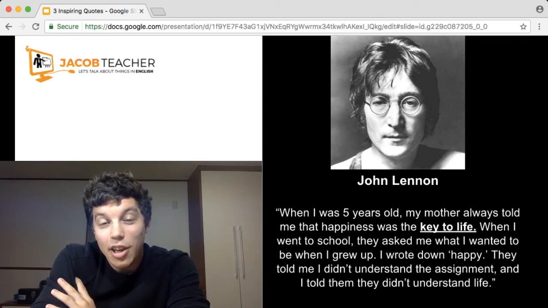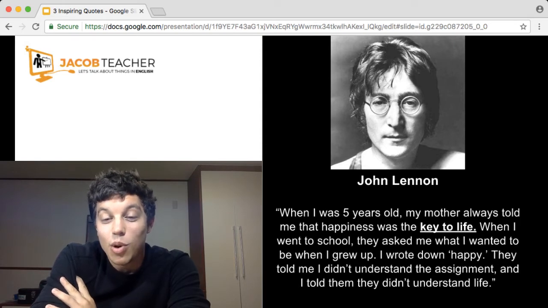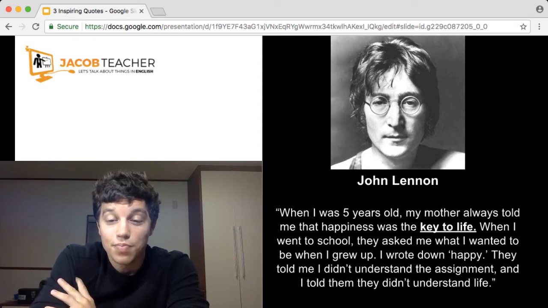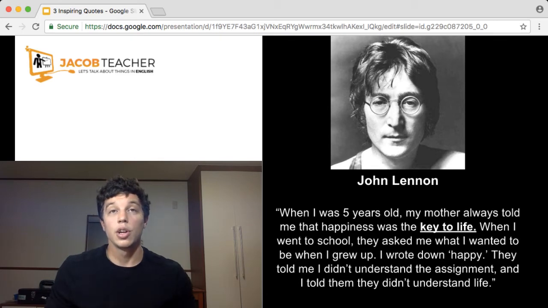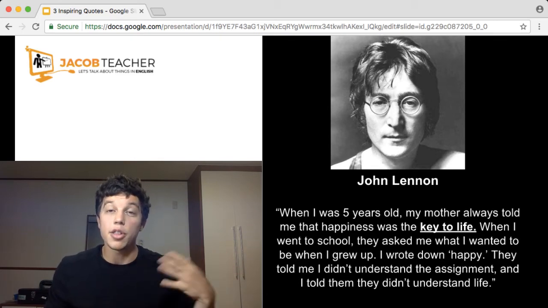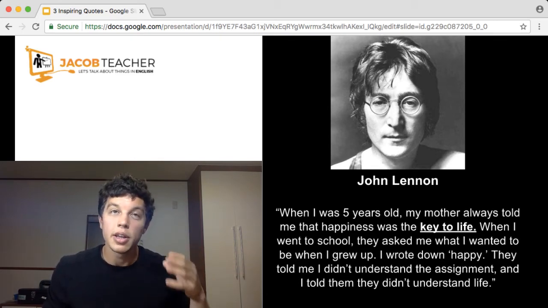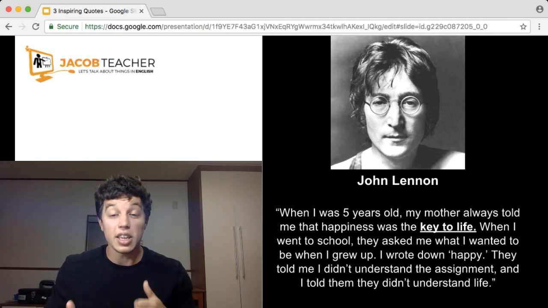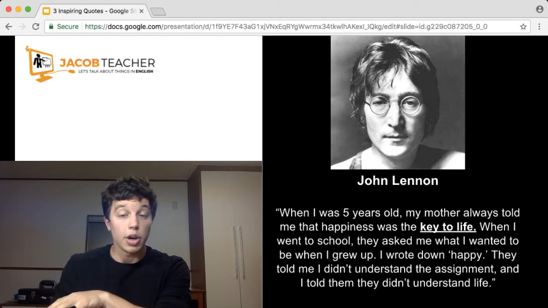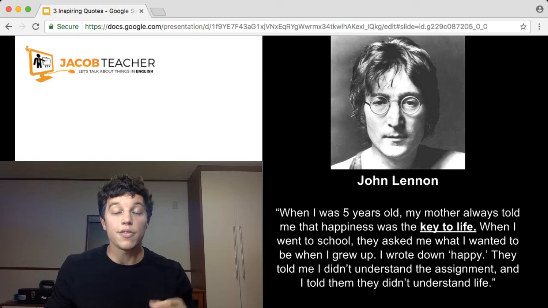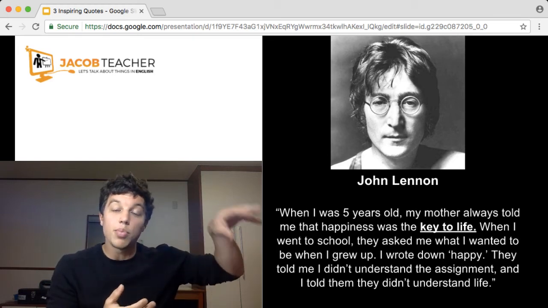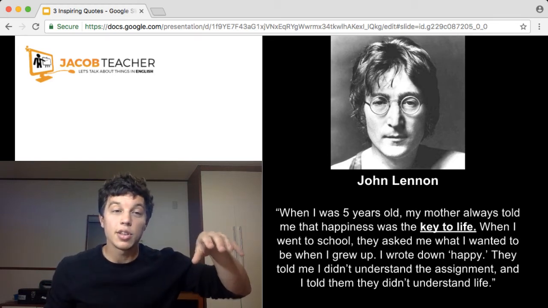So there's some humor in this quote here. It's really such a beautiful quote. He goes to school. His mother always tells him the most important thing, the key to life, which we will talk about in a second, the key to life is happiness. So the most important thing in life is happiness.